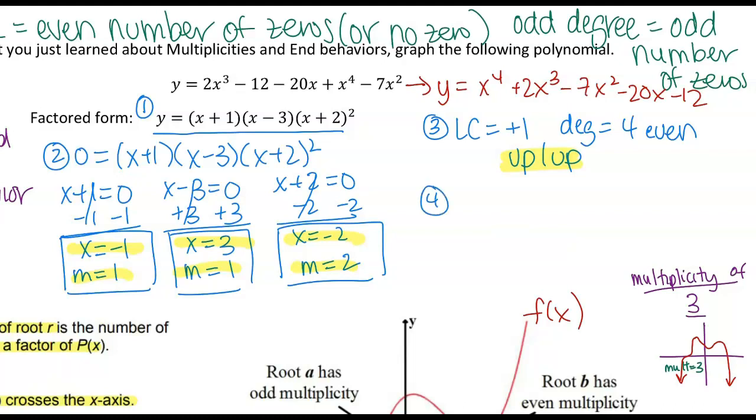The last step, over on the left-hand side, I'm not going to move it because I know you guys are writing, but it says to find the y-intercept. How do I find the y-intercept? What do I have to do? Plug in 0 for x. So I'm going to plug in 0 for x and get my y.